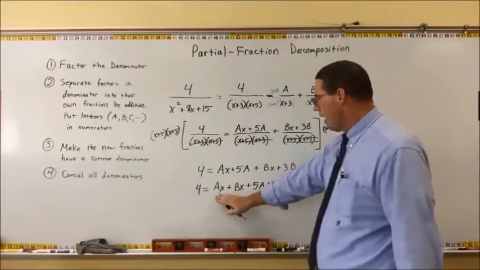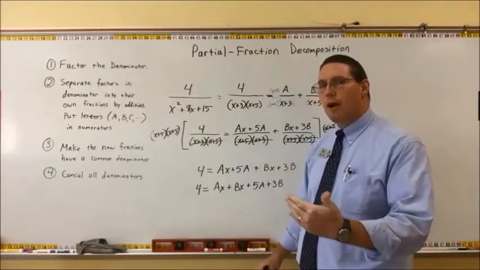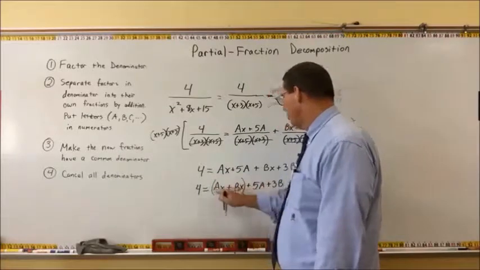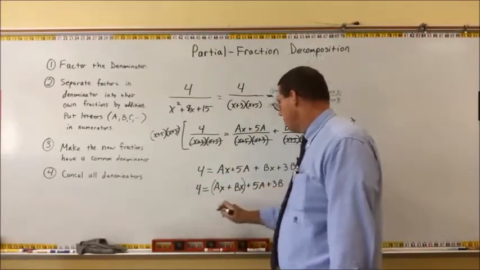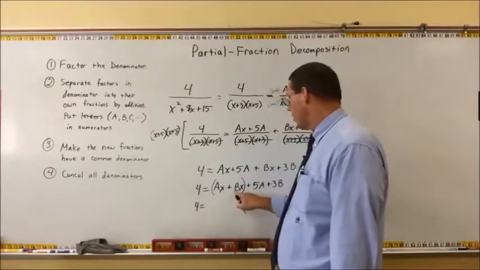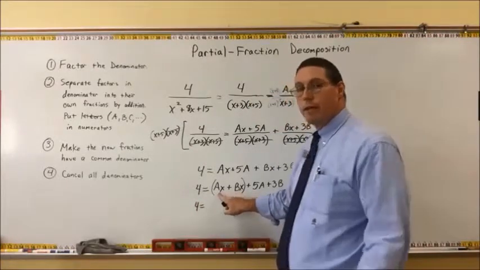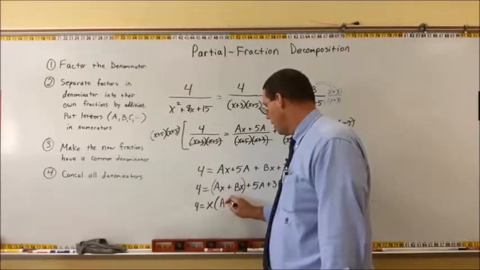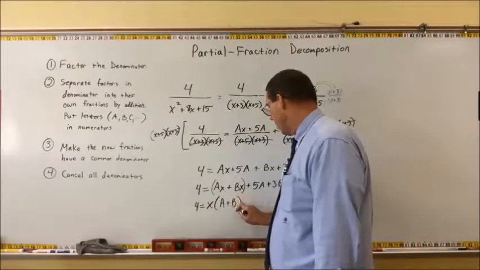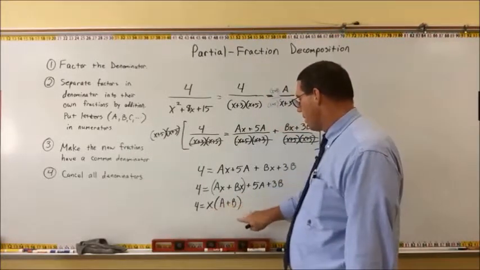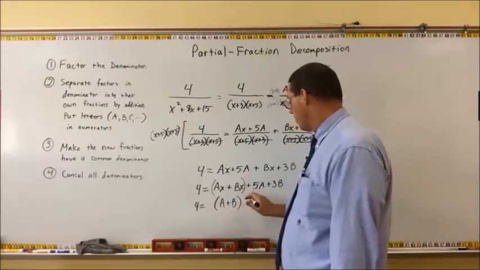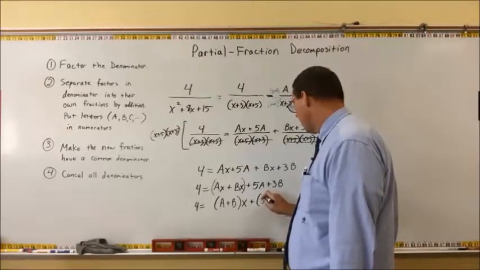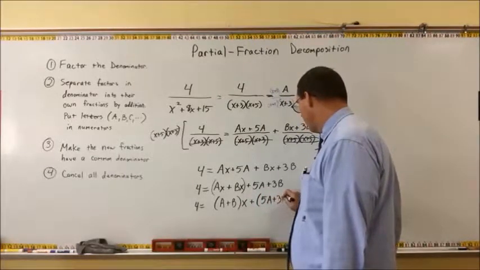And now watch this. Just on the x's, I'm going to factor out a greatest common factor. It's almost like factoring by grouping, but I'm only going to do it to this one. I'm not going to do it over here. So now I'm going to have 4 is equal to, what's the greatest common factor here? It's an x, right? So I'm going to take an x out. And that's going to leave me with a plus b. Okay? But a better way to write it, instead of x times a plus b, is a plus b times x. Then plus, in parentheses, 5a plus 3b.